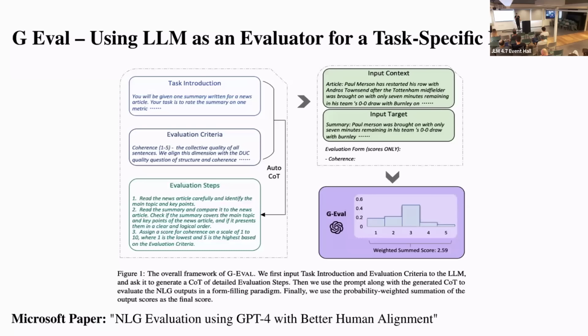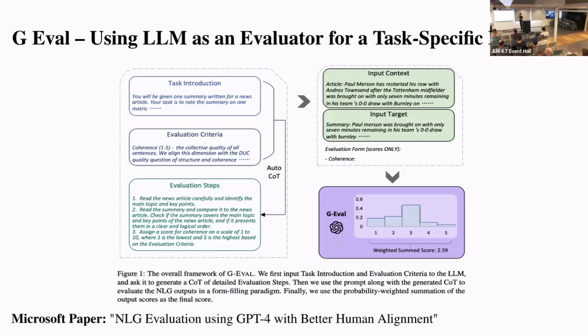Then we ask the evaluator LLM, with a chain of thought, to fill some evaluation form according to the task information and the evaluation criteria. We can see here, for example, the evaluation form that the LLM produced for itself. Read the news article carefully and identify the main topic and key points. Read the summary and compare it to the news article. Check if the summary covers the main topic and key points of the news article, and assign a score between 1 to 5. So these are the instructions for the LLM on how to evaluate according to the task description.